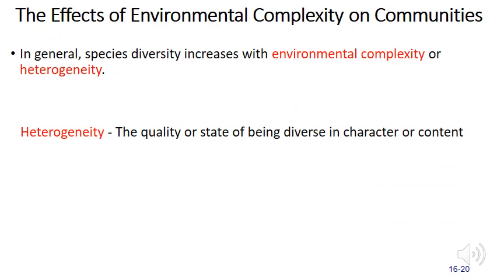So far in this lecture, we've talked a lot about how we measure abundance and diversity in communities. What I want to focus on for a few slides now is how the environment affects communities. And specifically I want to think about the effects of environmental complexity on communities. So in general, species diversity increases with environmental complexity or heterogeneity. So heterogeneity is the quality or state of being diverse in character or content. So what this means is that as a landscape, for example, becomes more diverse and patchy, it's likely to support more species than a completely uniform landscape.